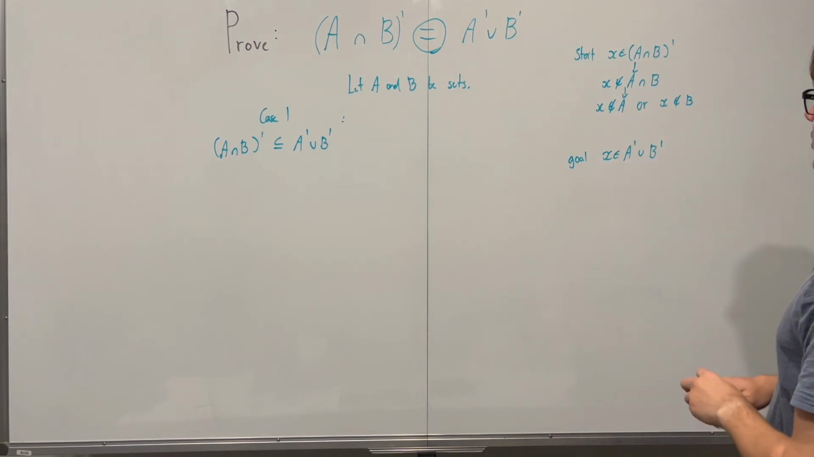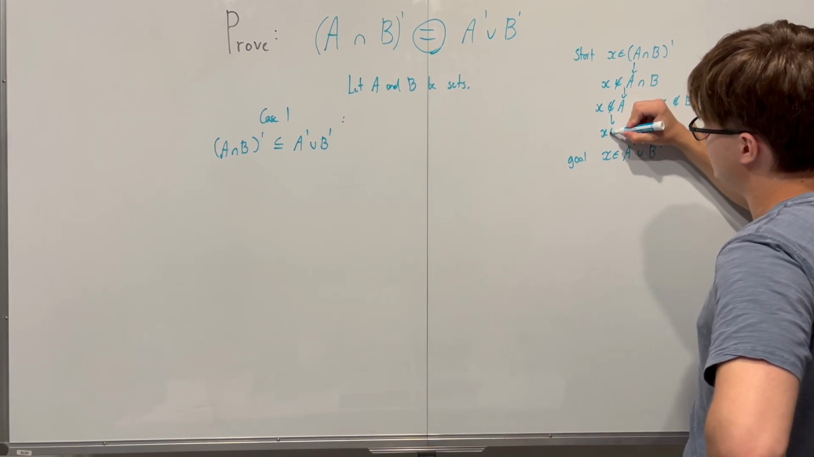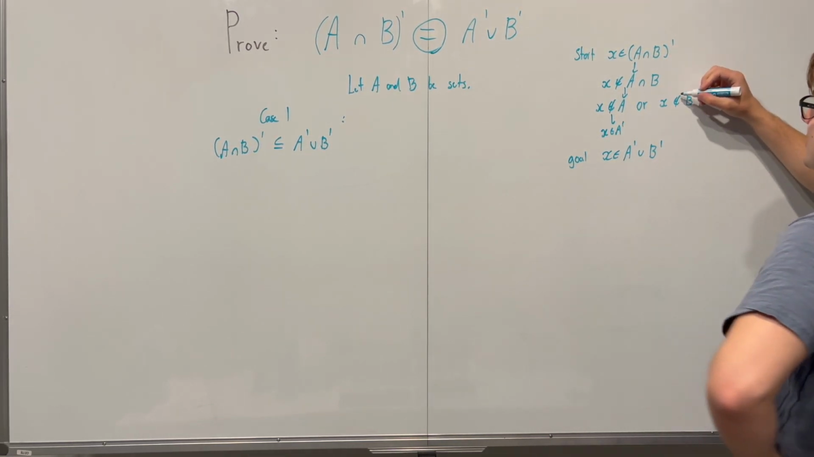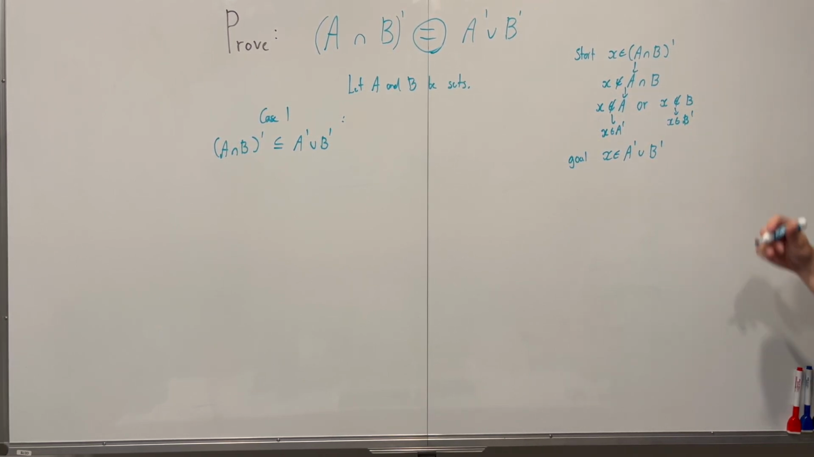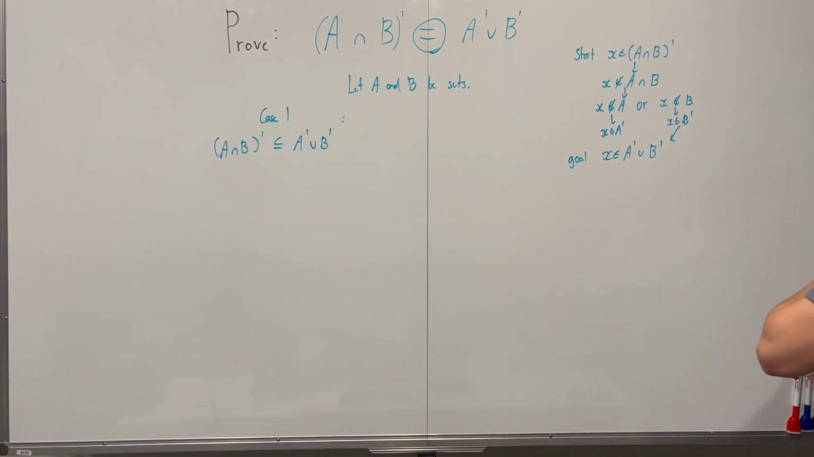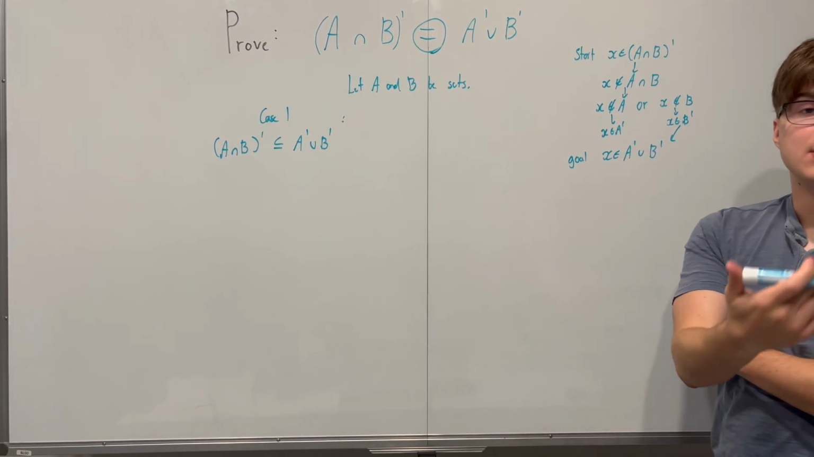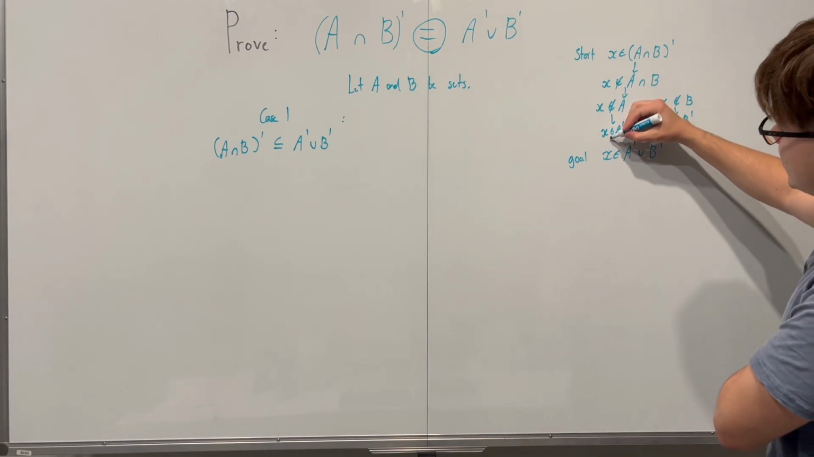So what does it mean for X to not be an element of A? Well, it means that X must then be an element of the complement of A. Similarly, if X is not an element of B, then X must be an element of the complement of B. Fantastic. If X is an element of the complement of B, then X will be an element of the complement of B unioned with anything, and similarly for A. So there we go. We've now sketched our proof.